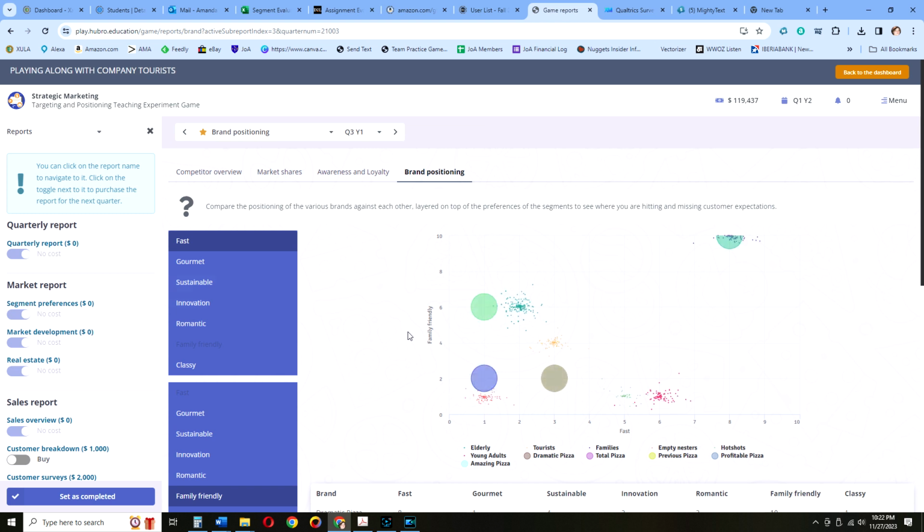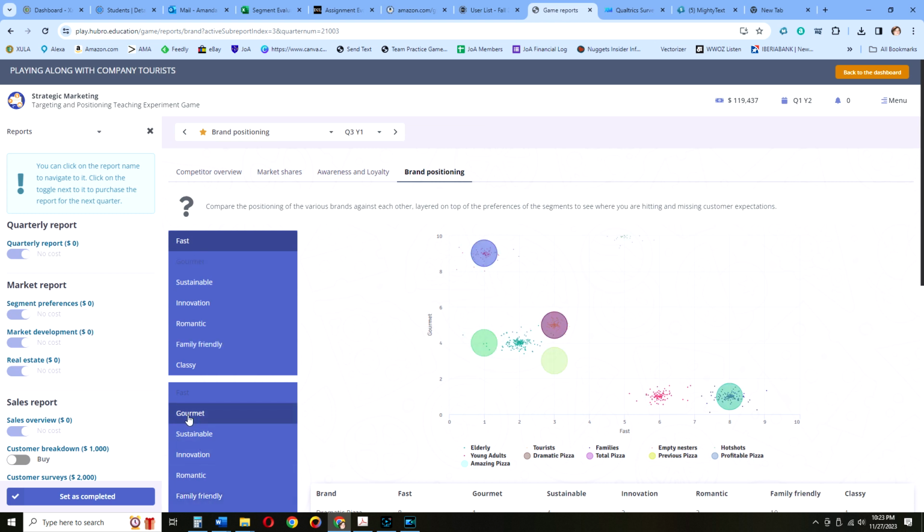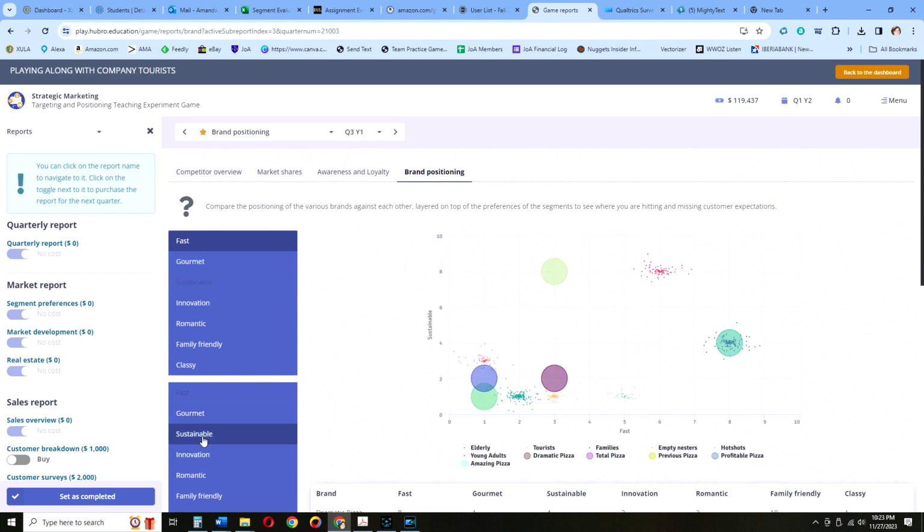Okay, so back to my families. I want to know what numbers they have for the other possible categories, so I'm going to work methodically through these choices. I'm going to leave it on fast to keep things simple, and change the y-axis to gourmet. Fast again is 8, not surprising because I didn't change that one, and gourmet is at level 1. So families get a 1 rating for their preference for gourmet.